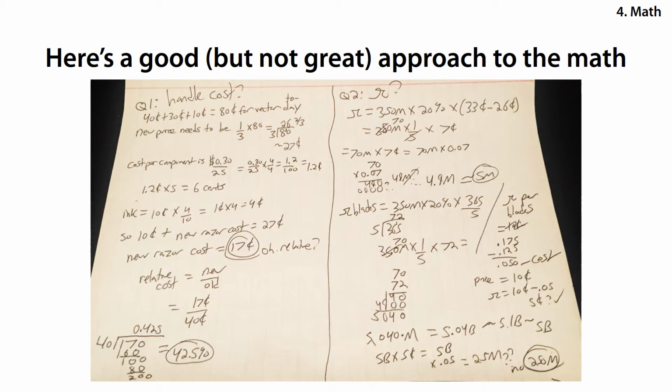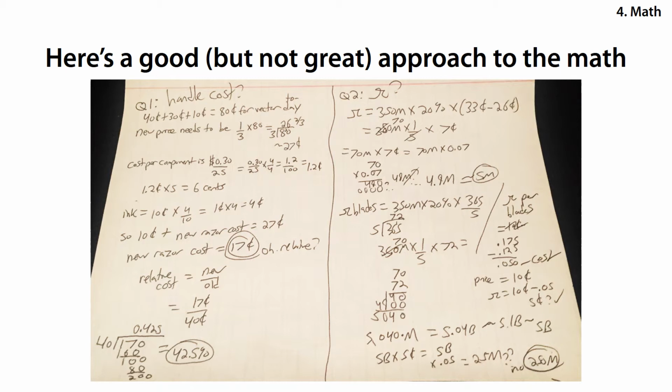So that will be new over old. So 17 cents over 40 cents. So that is, let's see, 40 goes into 170, 0.425. Okay, so I'm seeing that the relative cost needs to be 42.5%.